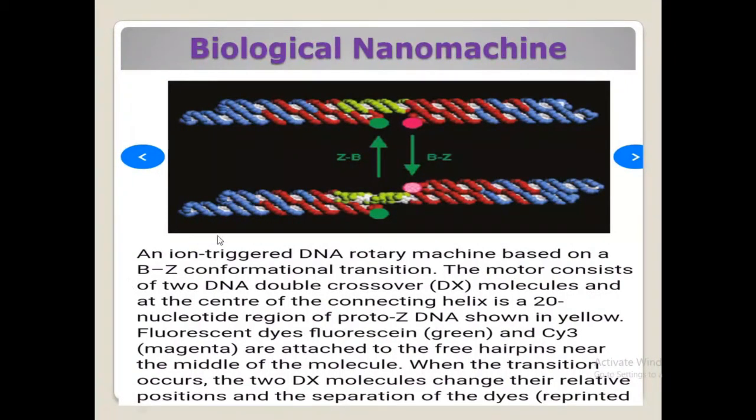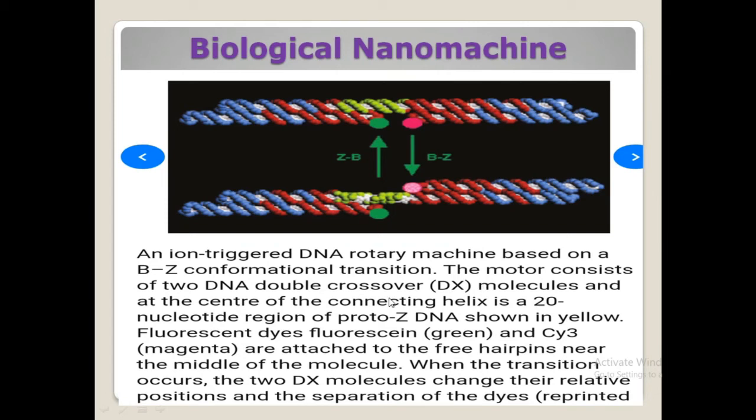So an ion triggered DNA: an ionic voltage or potential difference triggers the DNA molecule. This is a DNA rotatory machine based on B-Z conformational transition. The motor consists of two DNA double crossover molecules. Here you can see the two double-stranded DNA double helices.